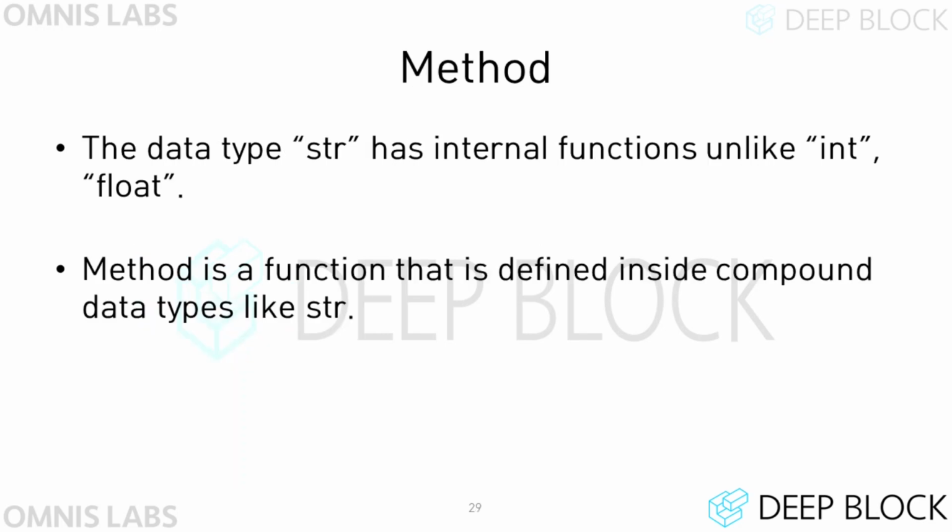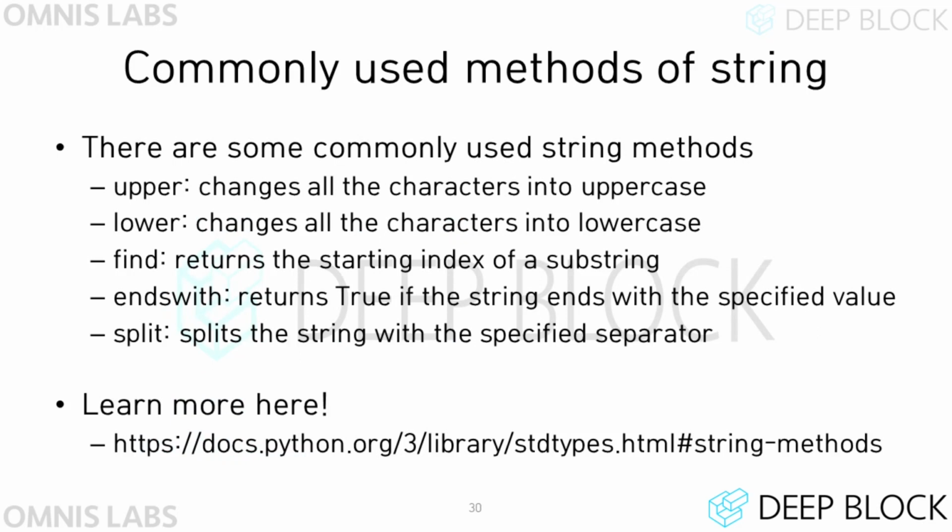Unlike data types such as int and float, the string type has various built-in functions. Various built-in functions that can be used within a data structure are called methods. Let's take a look at the frequently used string methods. Upper and lower are functions that convert all letters in the string to uppercase and lowercase respectively and return them. The find function returns the starting index of a substring when the substring is given as an argument to the function.